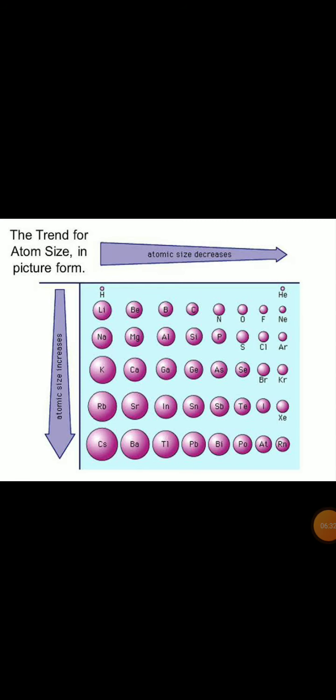So now we need to remember that atomic size decreases moving from left to right in a period, and atomic size increases moving from top to down in a group.